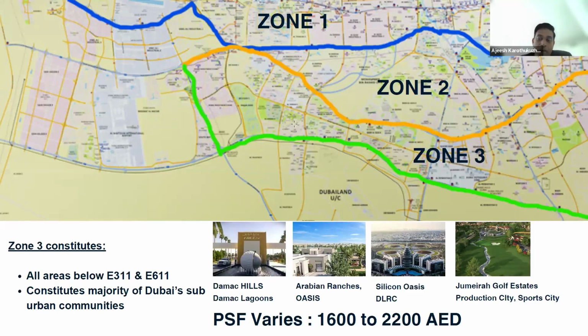So Jumeirah Golf Estates is a golf themed community, which is like high-end residential villas, apartments here. And the price PSF varies between 1,600 to 2,200 in these areas. So majorly you can see townhouses and villas in these areas, and more schools are also available in these areas.